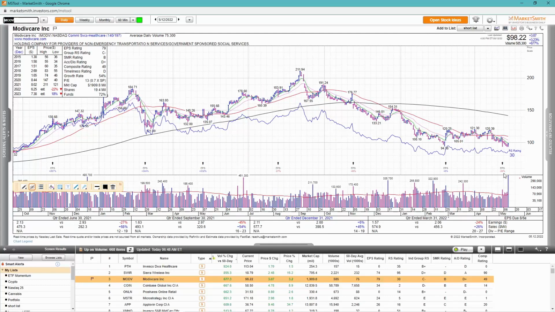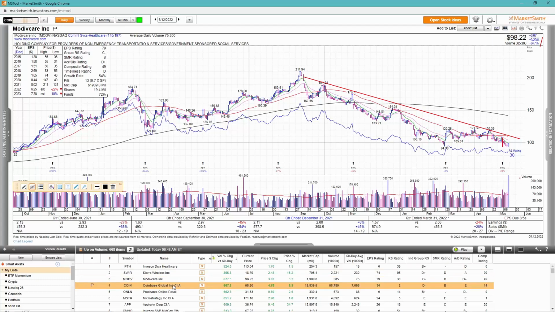MODV. Never heard of it. It's really in a pretty bad downtrend, and the volume yesterday was not on earnings. You can see it reported last week. So I'm just going to go to the next one on the list.